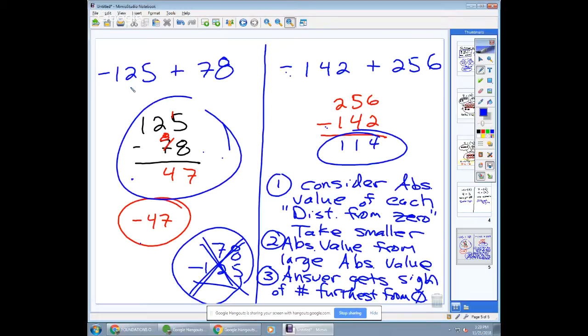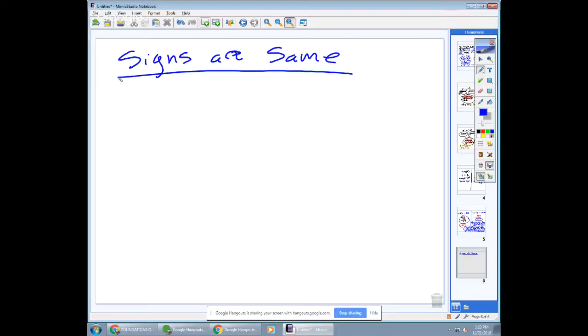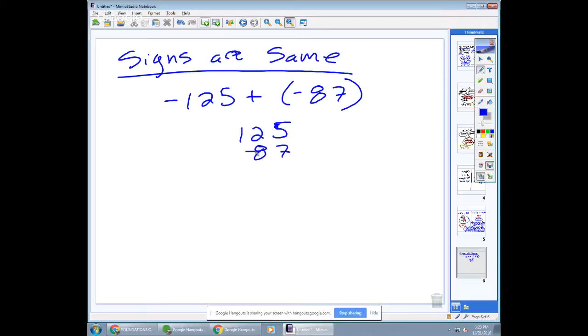What if the signs are the same? So if the signs are the same, like maybe negative 125 plus negative 87, for example, how do you do that right there? What's the process you would take? I'd still put the 125 on top. You'd write 125, and underneath you'd write 87, right? But they're the same sign, so you're going to add them, right? So 5 and 7 is 12, 8 and 2 is 10, plus 1 is 11, 1 and 1 is 2. So the answer looks like 212, but negative. It's got to be negative because the numbers were negative.